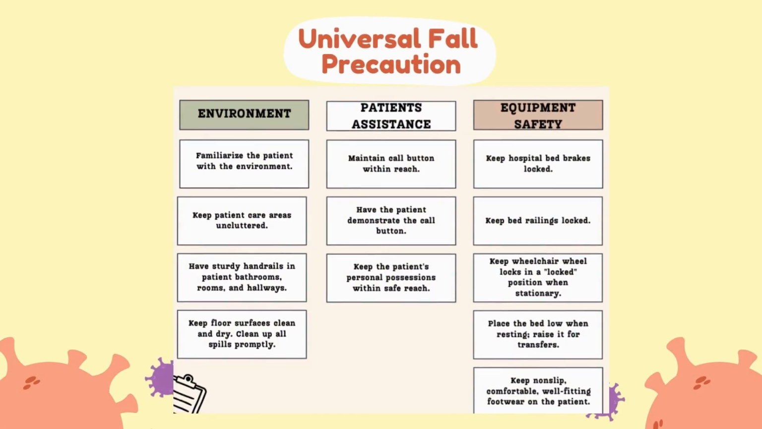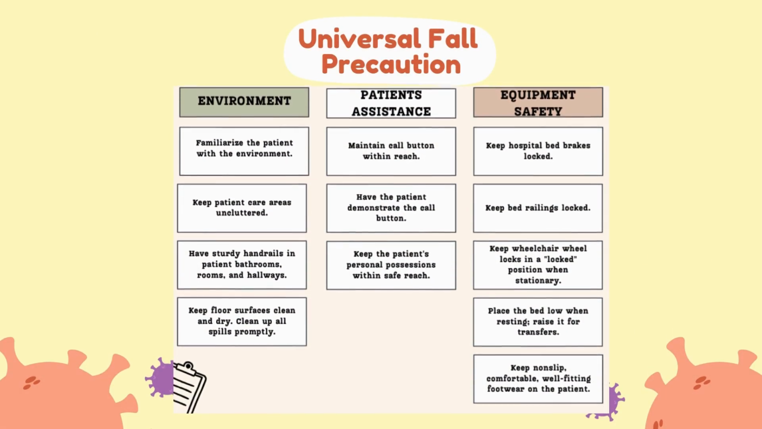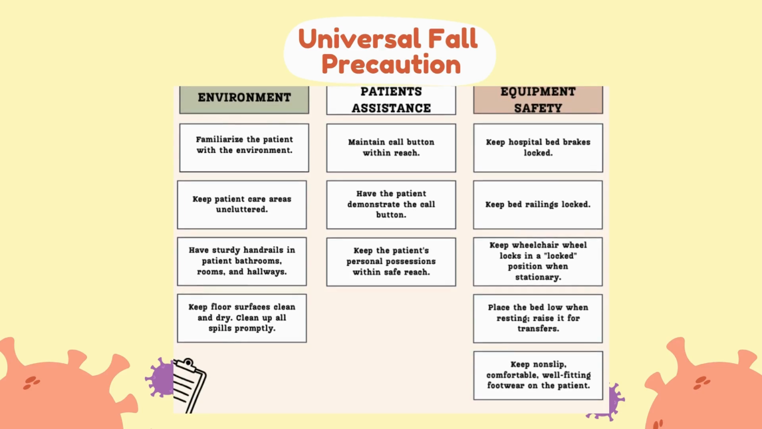Universal fall precautions focus on environmental safety, patient assistance, and equipment safety to minimize fall risks for all patients. Ensuring a safe environment includes keeping care areas uncluttered, maintaining sturdy handrails, and promptly cleaning spills. Patient assistance involves keeping call buttons and personal items within reach while educating patients on how to use them. Lastly, equipment safety ensures hospital bed brakes, railings, and wheelchairs are properly secured, with beds adjusted appropriately for transfers. Simple, proactive measures like these help maintain a safer patient environment and reduce the likelihood of falls.